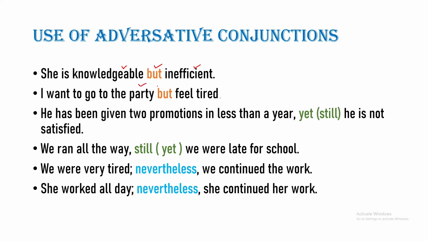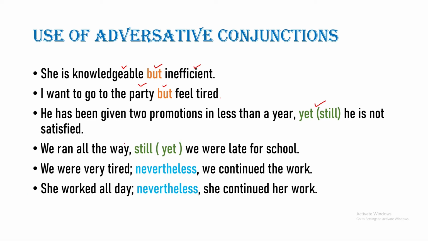Both the sentences are connected by but and show difference. I want to go to the party, I feel tired. In both the sentences there is one difference. That shows contrast. He has been given 2 promotions in less than a year, yet or still he is not satisfied. Alternatively we can use one. He is not satisfied. He has been given 2 promotions. That expresses opposition, contrast. So to express contrast and opposition, we use the conjunction yet or still.